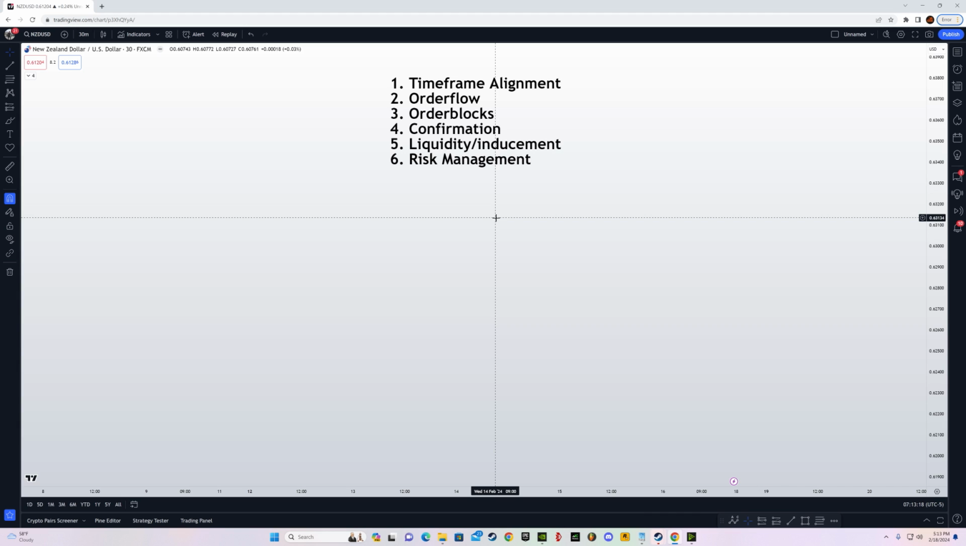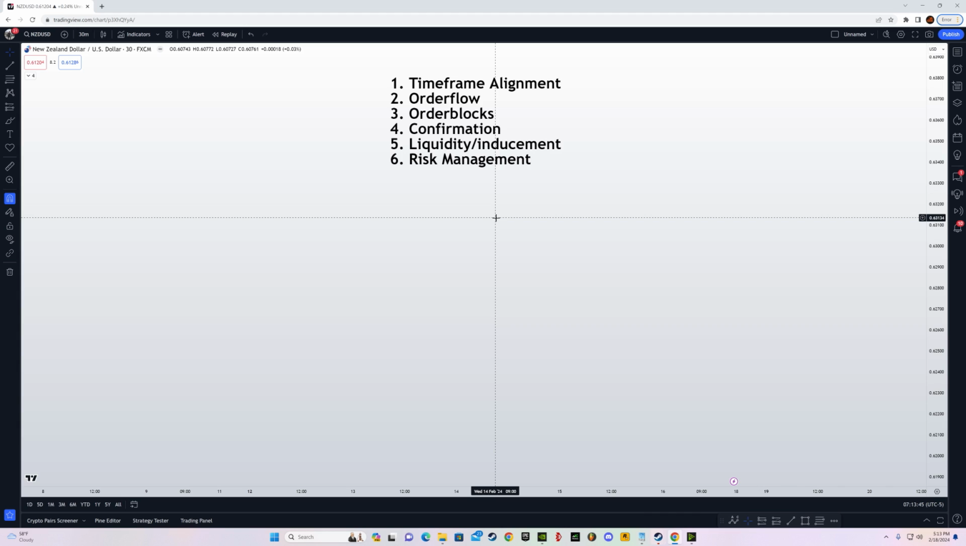So the most important thing when it comes to trading the SMC strategy or SMC concepts is understanding time frame alignment. Now, most of the YouTubers who teach SMC strategies don't talk about time frame alignment, and it is one of the most important things when it comes to trading the SMC strategy, right? Without proper time frame alignment, you are basically gambling.